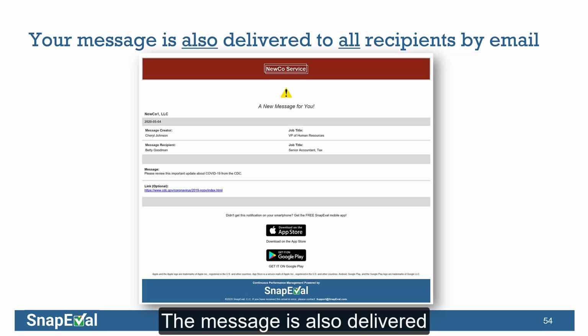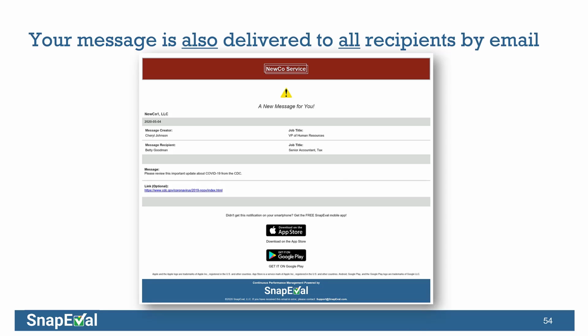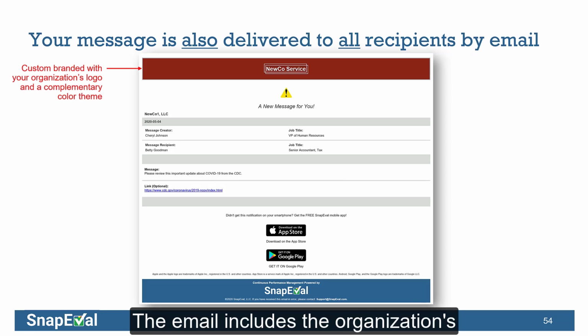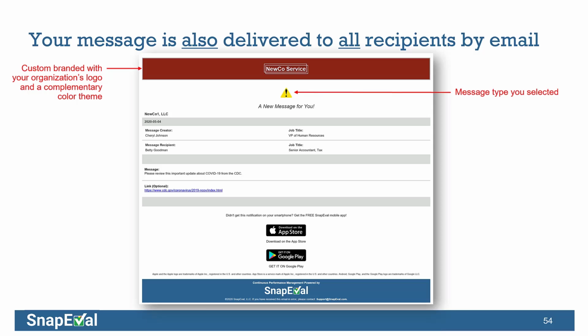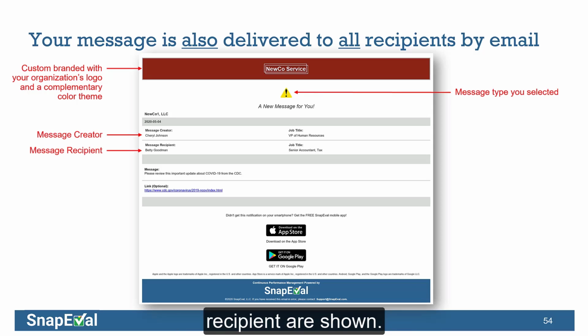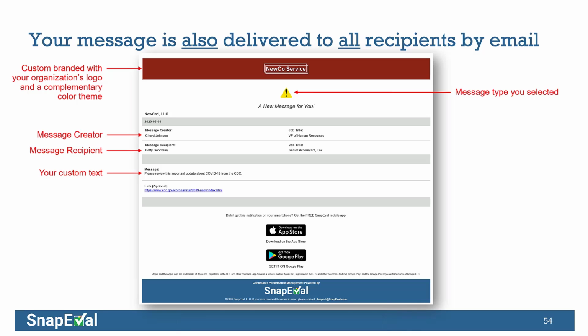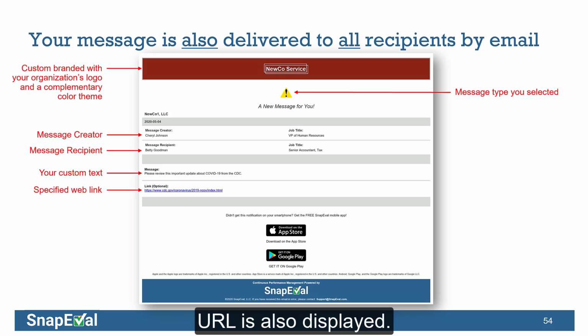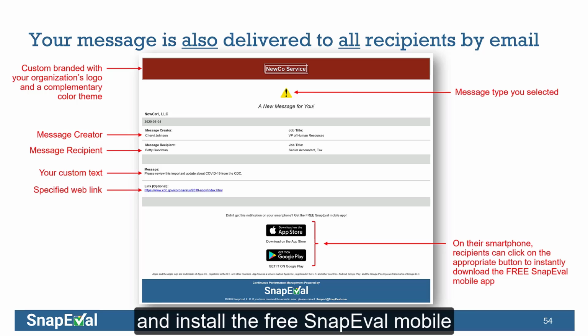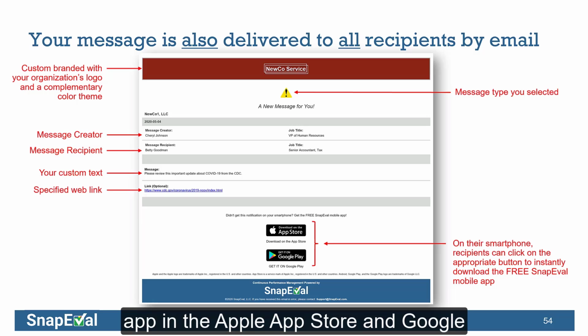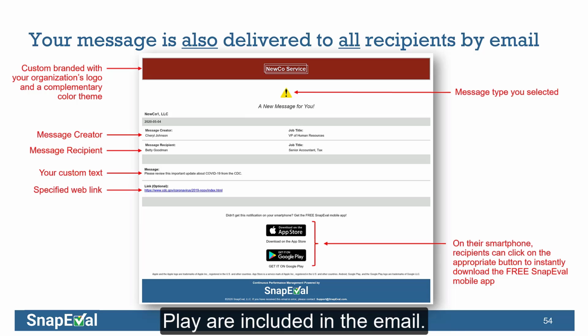The message is also delivered as an email to all recipients. The email includes the organization's logo and a complementary color theme. The selected notification icon is displayed at the top of the email. The message creator and recipient are shown. The custom text, including emojis, is displayed. The specified web link URL is also displayed. To encourage all recipients to download and install the free SnapEval mobile app, links to the SnapEval mobile app in the Apple App Store and Google Play are included in the email.